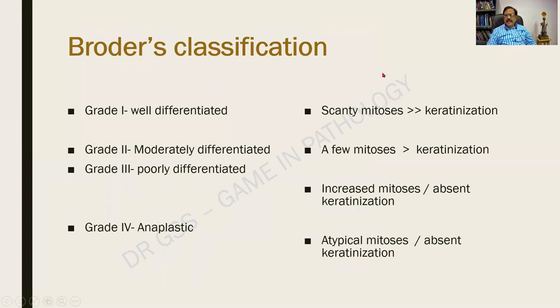This is a classification. You need not know it in detail, but just observe. A tumor can be well differentiated, moderately differentiated, poorly differentiated, or anaplastic. Accordingly, there will be more keratinization or epithelial pearls in a well differentiated tumor. They will be absent in an anaplastic tumor. Mitosis will be scanty in a well differentiated tumor, and they will be increased and atypical as the grading goes on. This is called the Broders classification. You can mention it if you get a question on it.